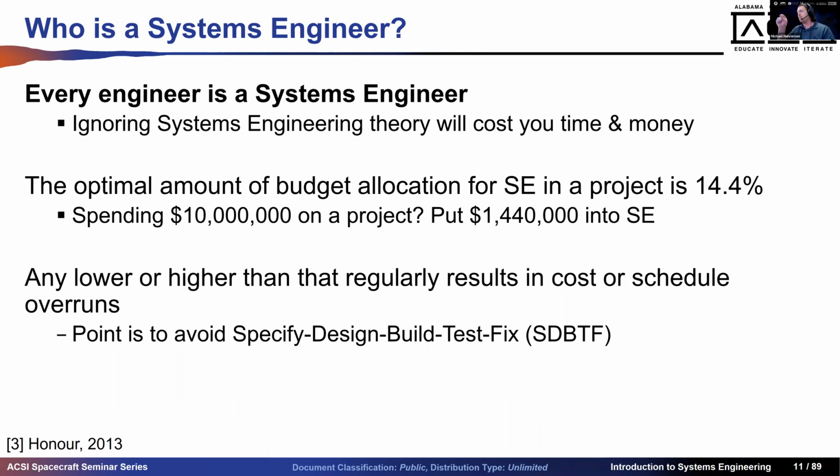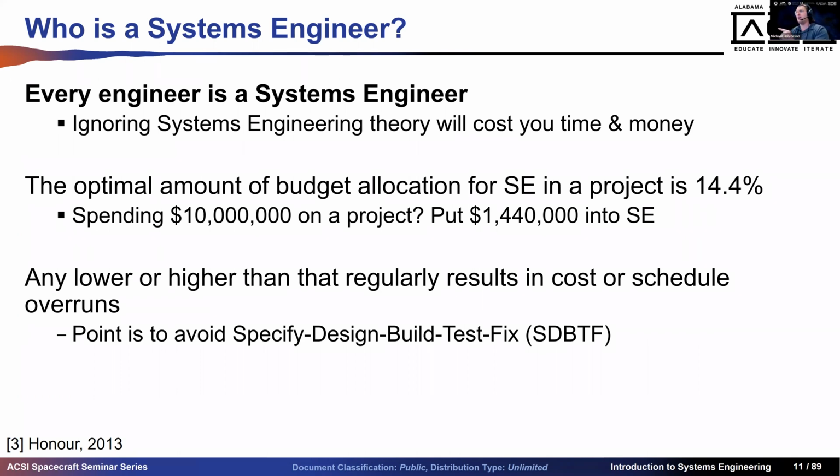David Honor is an Australian guy. He interviewed a bunch of executives and figured out optimally how much they were putting in on this: 14.4%, and it's a little bit higher for space infrastructure. So if you're spending $10 million on a project, $1.4 million of that should be on systems engineering itself. Any more or less than that, you're either going to spend too much to gold plate your system, or you're going to have to fix it later.